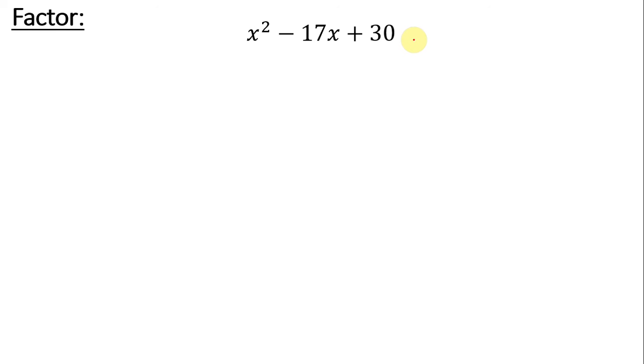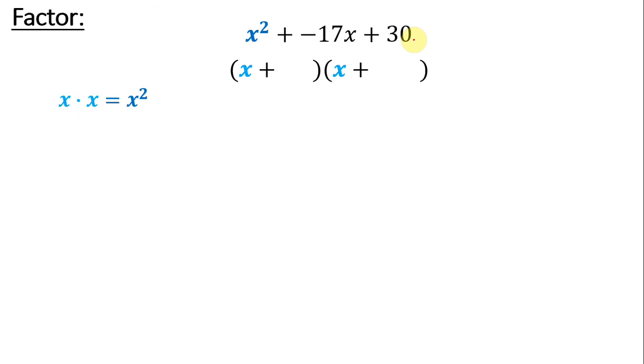X squared minus 17x plus 30. First thing I'm going to do, change subtraction to plus negative. Draw my parentheses. Insert my plus signs. Decide which two numbers are going to multiply together to get me x squared. That will be x and x. Those will go in my first set of blanks, because x times x gets me x squared.